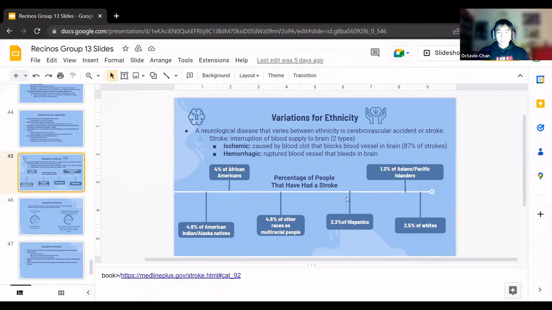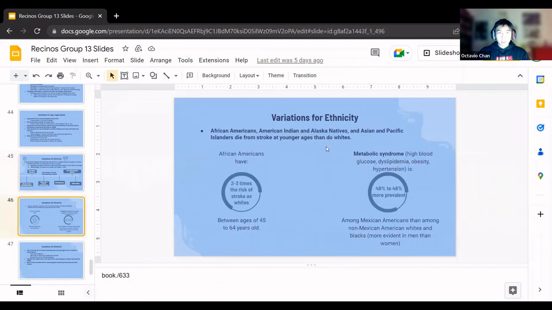And there are different variations in terms of ethnicity and who experiences stroke. So for African Americans, American Indians, and Alaska Natives, as well as Asians and Pacific Islanders, they tend to die from stroke at younger ages than do whites. African Americans also have 2 to 3 times the risk of stroke as whites between ages of 45 to 64 years old.